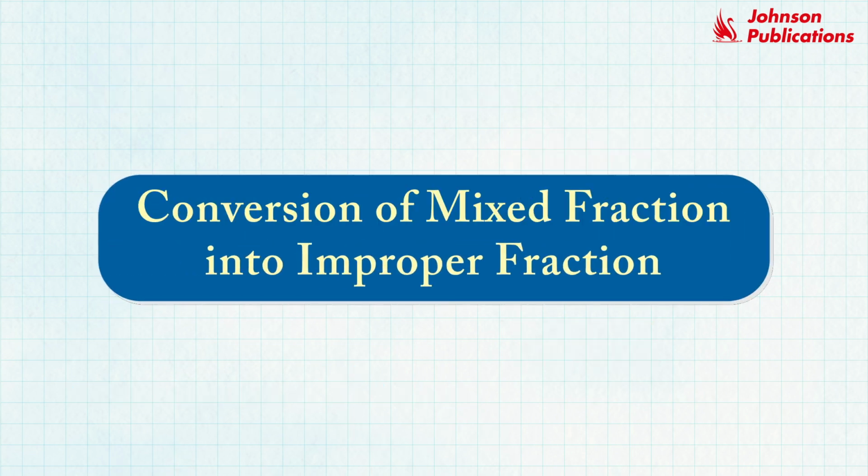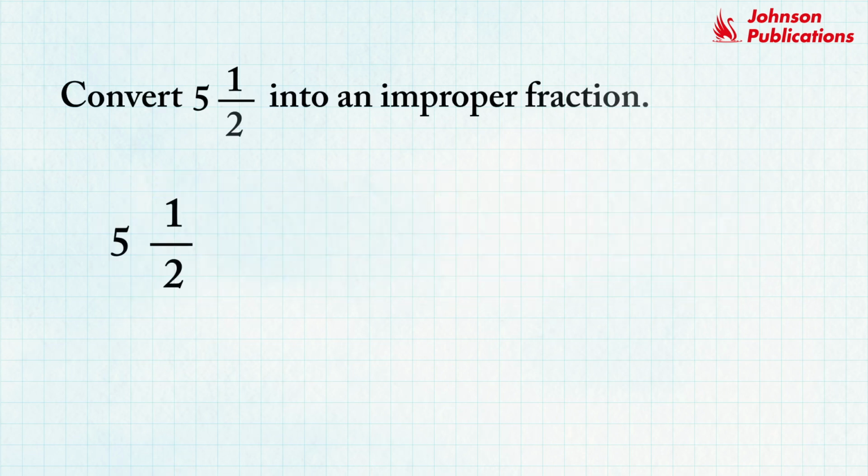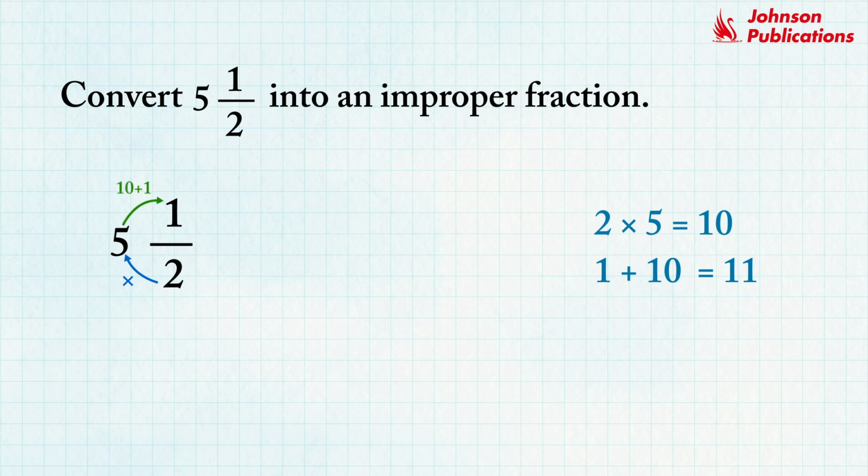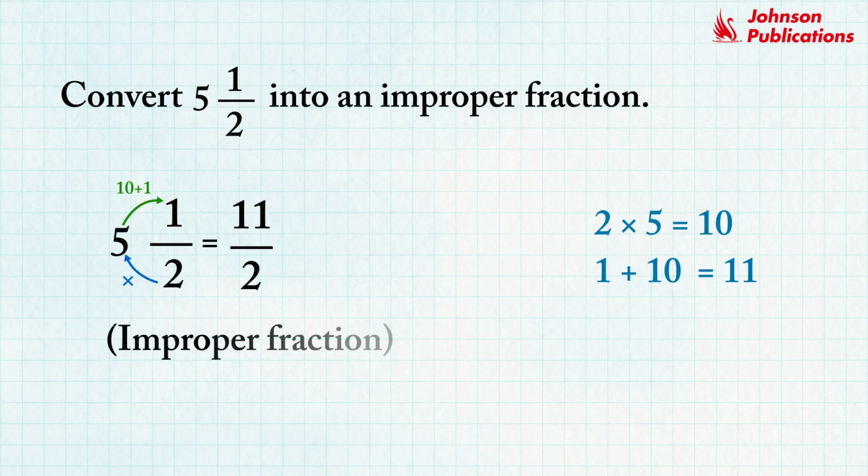Let us convert mixed fractions into improper fractions. Example, convert 5, 1 by 2 into an improper fraction. Step 1. Multiply 2 and 5 which equals 10. Step 2. Add 1, the numerator to the product. 1 plus 10 equals 11. Step 3. Now, the required fraction equals 11 by 2, which is an improper fraction.